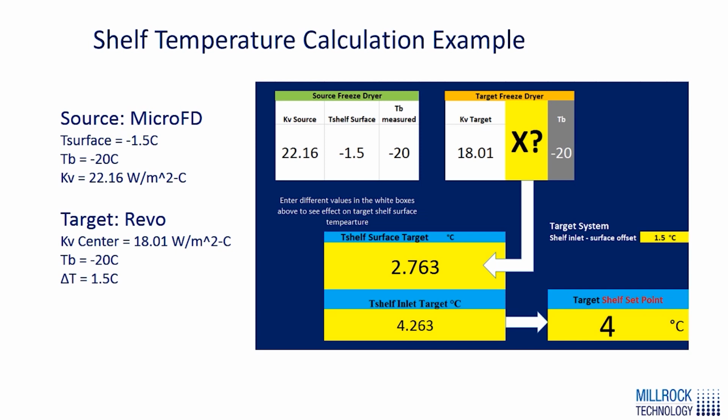So back to this example here, we were transferring with the center in mind. So we used the equation from the previous slide comparing the KVs between the MicroFD and the Revo, and we see that the Revo has a slightly lower KV than the MicroFD. So what this tells us is that, and again, this KV was based on a shelf surface temperature, the ratio of the KVs here is telling us we want our surface temperature to be about 2.7 degrees Celsius higher than it was before, accounting for that difference between the inlet and the surface temperature of 1.5 C. This gives us a control inlet temperature of about 4.2 degrees C, for which we used 4 degrees C.